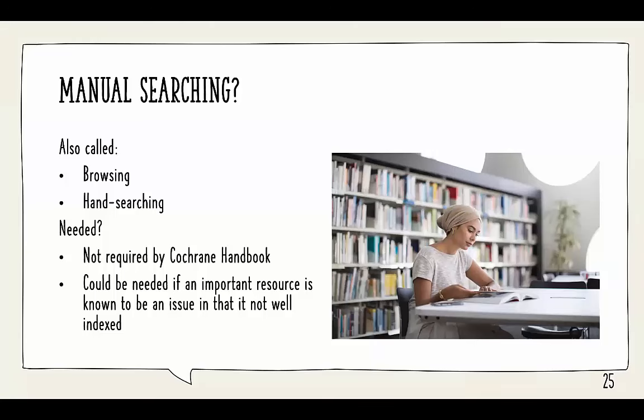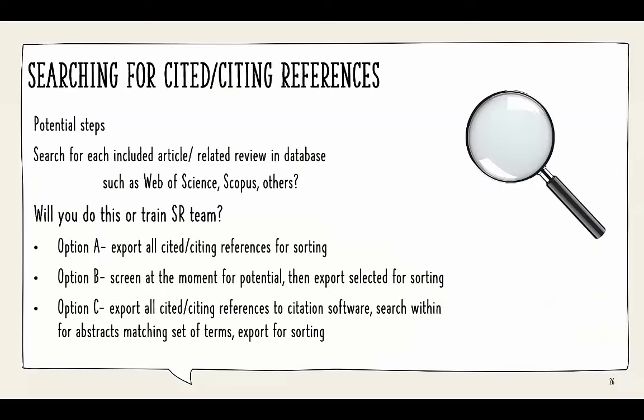So sometimes I've reached out to librarians that I knew had done a lot of work in that area and asked them, here's my topic, here's my list of resources. Is there anything special that I need to be aware of? If there's an important resource that's known to be an issue, it's not well indexed, whatever that is, then it may need to be browsed. So something to think about. And like I said, this is another one where not every review would you need to do this.